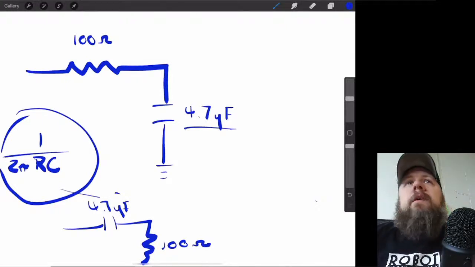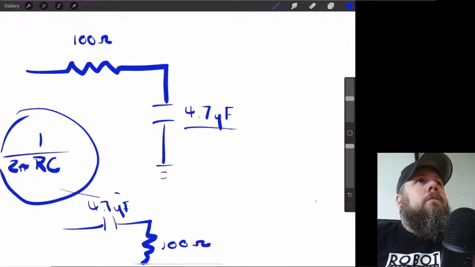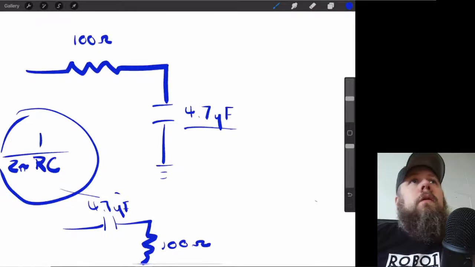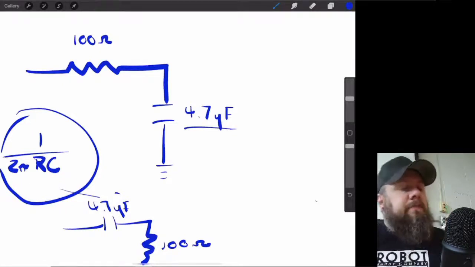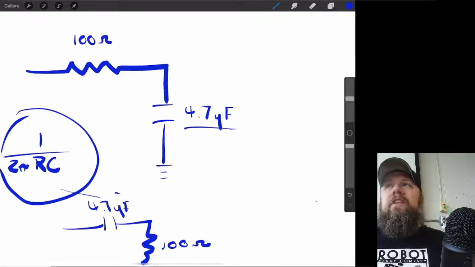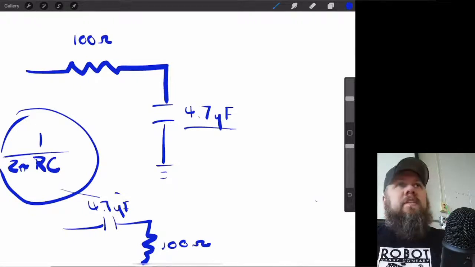It's going to be the same cutoff frequency, right? Y'all see why that's the case? Okay, now what does this mean? That using the same components, we get the same cutoff frequency.